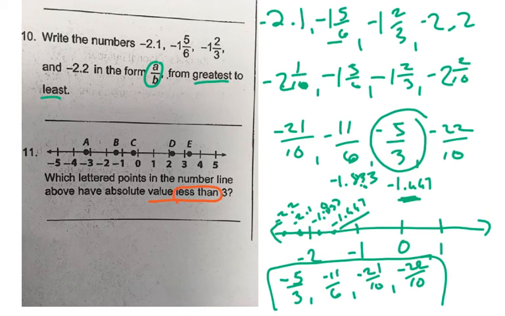Okay, so this point A is past -3, so its absolute value is going to be more than 3. Then if I look on this side of my number line where 3 is, this one is also past 3, E. So that absolute value is going to be greater than 3. So I need all the letters that are in between -3 and 3. Okay, so that's going to be B, C, and D, because the absolute value of those, when you take it, is going to be less than 3.